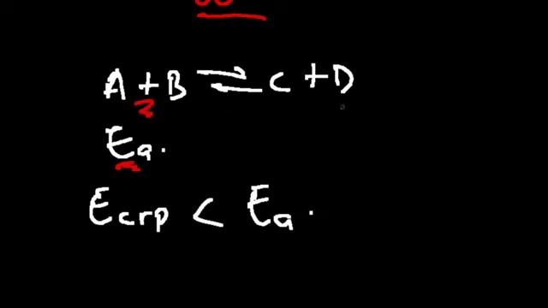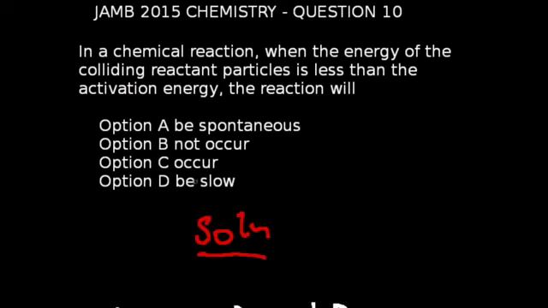Let's say A plus B giving us C plus D. And for the products to be formed in this reaction, the energy of the colliding reactant particles must not be less than the activation energy, otherwise the reaction will not occur. So in this question, if the energy of the colliding reactant particles is less than the activation energy, the reaction will definitely not occur. That is option B.